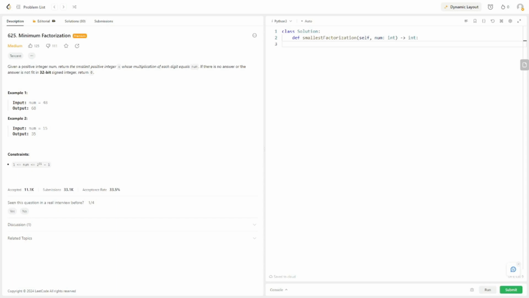Okay, so in this first example we have num is equal to 48, and the smallest possible positive integer, x, is 68, which is 6 times 8 equals 48. Example 2, num is equal to 15, smallest positive integer, x, is 3 times 5, so 35 equals 15. The constraints are that num is between 1 and 2 to the 31st power minus 1, or 2.1 billion approximately.